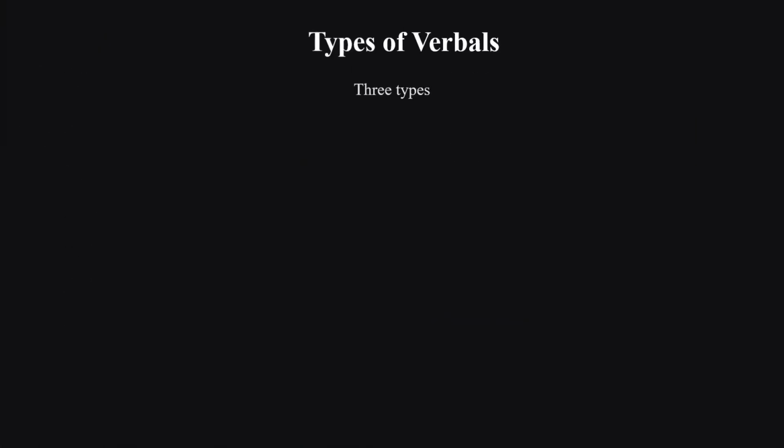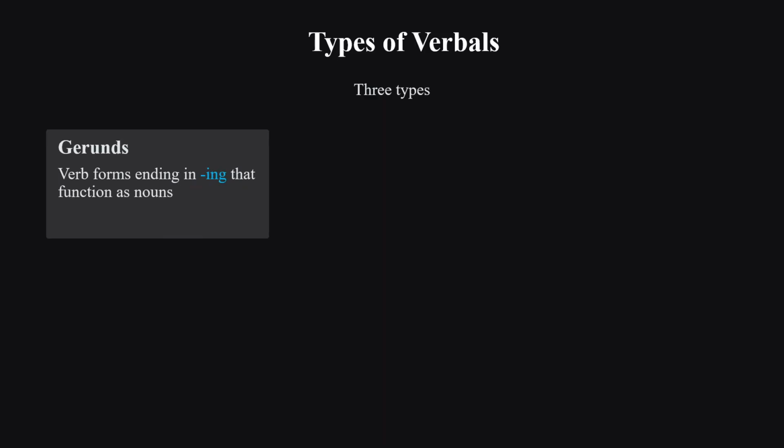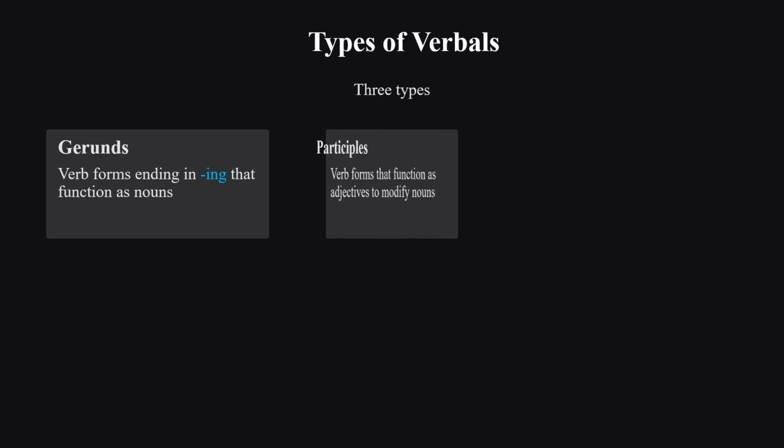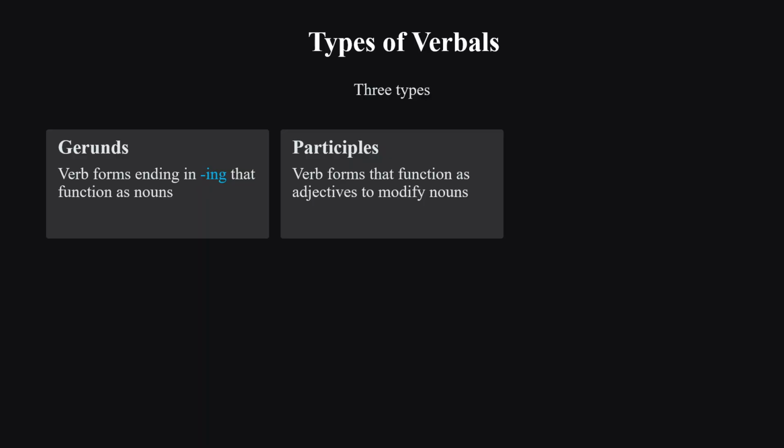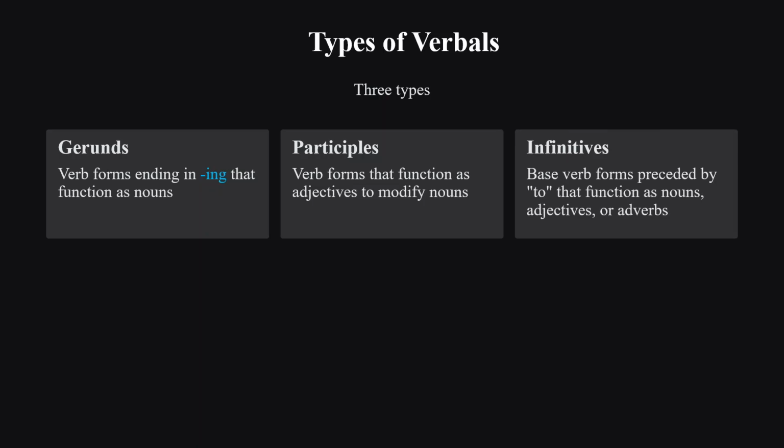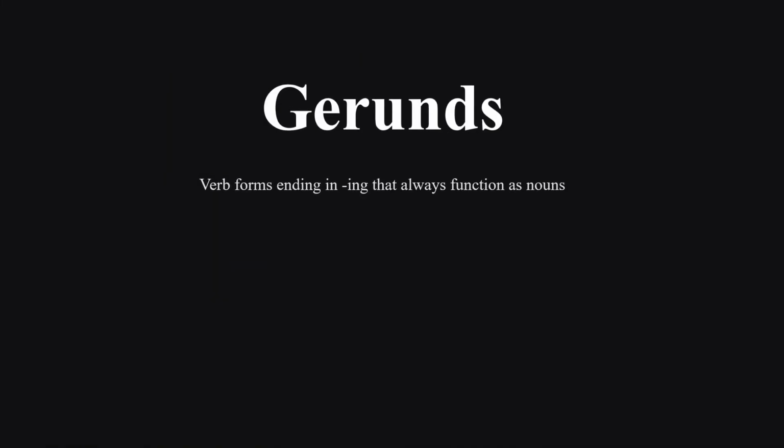Moving on, there are 3 types of verbals we need to know. Number 1. Gerunds. Number 2. Participles. Number 3. Infinitives. Gerunds are verb forms ending in ing that function as nouns. Participles are verb forms that function as adjectives to modify nouns. Infinitives are base verb forms that function as nouns, adjectives, or adverbs. Now, let's look at each one of the verbals.